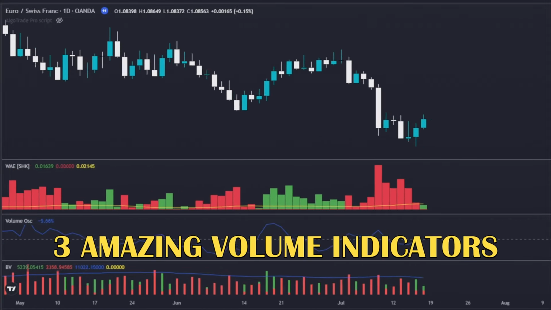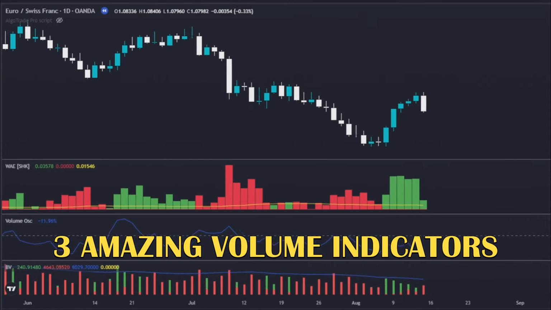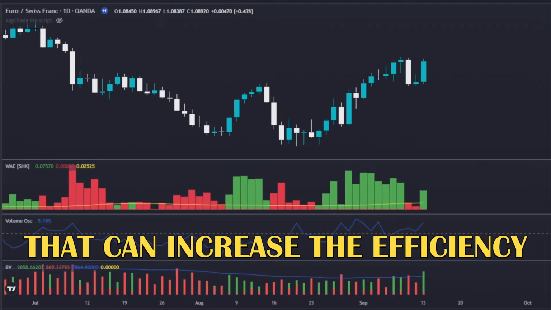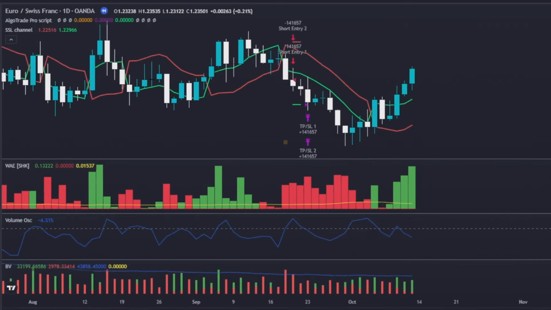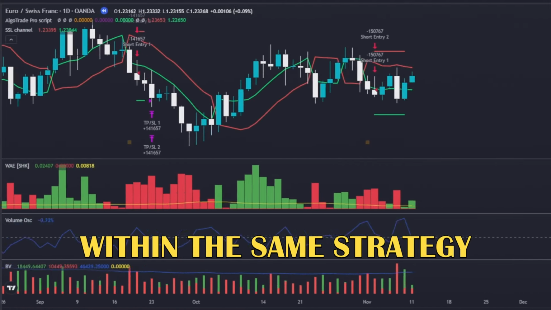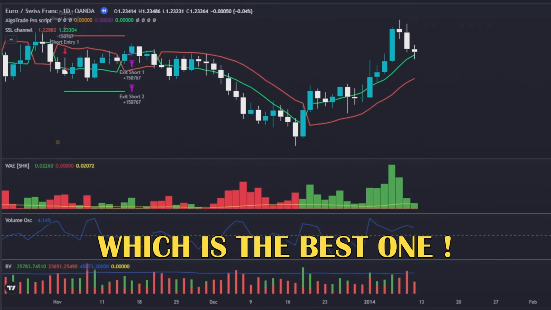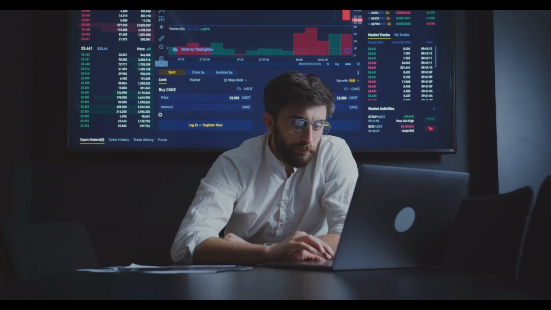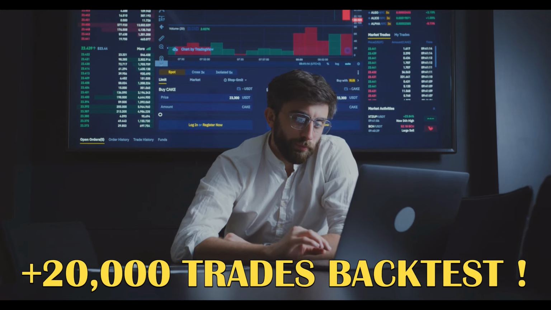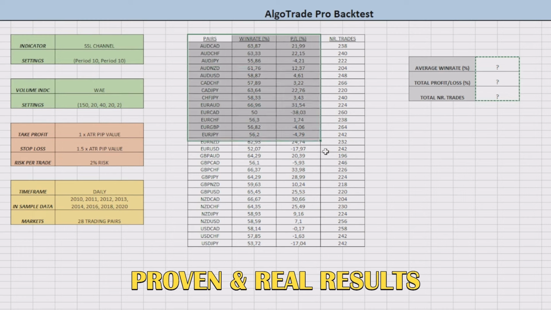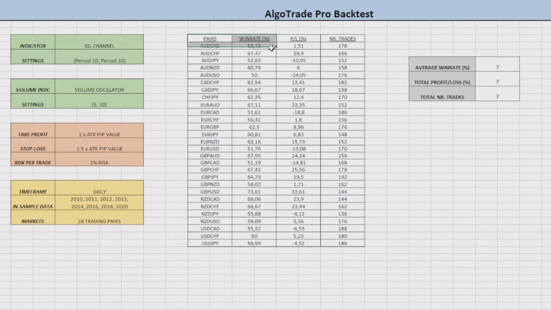Today, I will test 3 amazing volume indicators that can increase the efficiency of every single strategy. I will test all of them within the same strategy and then compare the results to see which is the best one. It will be a backtest with more than 20,000 trades, so stay tuned to see all the proven and real results of each indicator.